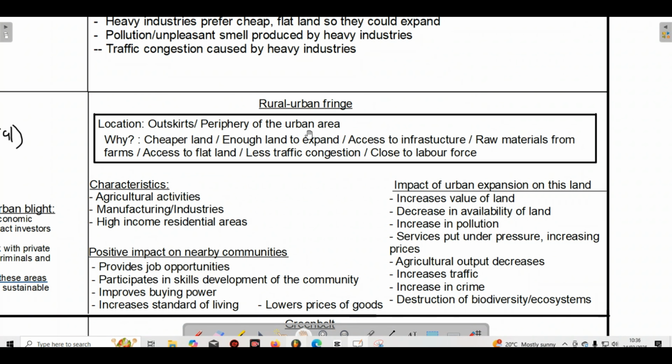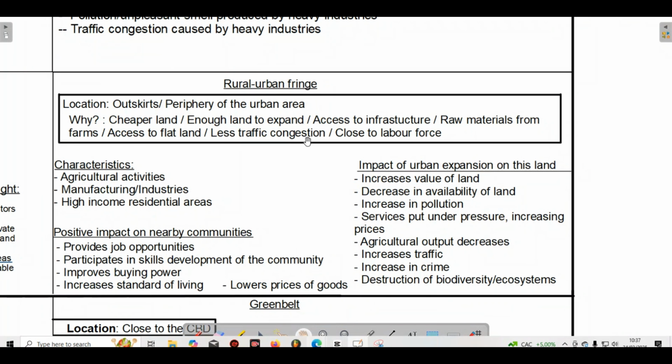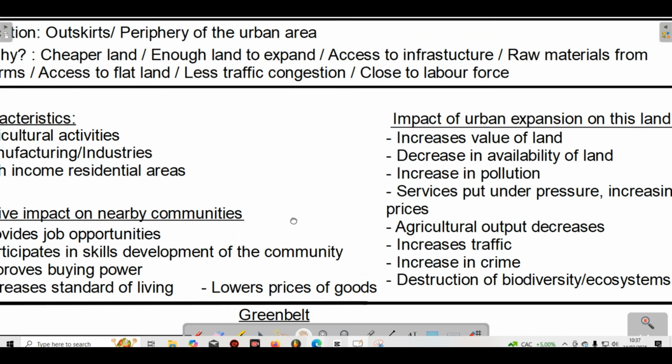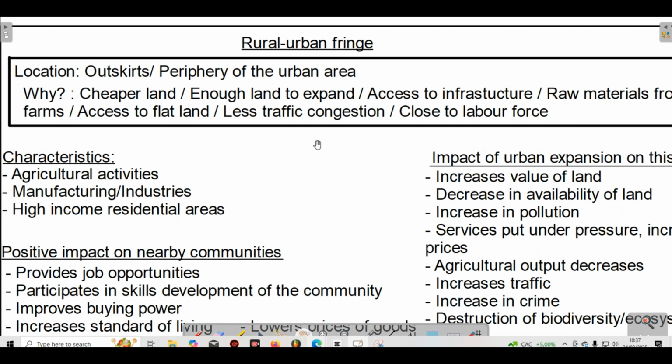In some questions, you could have heavy industrial areas in this land use zone, and the reason is because this is cheaper land. There's enough land to expand here. There's access to infrastructure. There's raw materials from the farms that are around. There's labor supply from the neighboring communities. There's access to flat land. There's less traffic congestion. So these definitely do favor heavy industrial areas. But the fact that the rural urban fringe is far away from the CBD, there's less traffic congestion, and it's naturally beautiful with scenic views means that this could be a perfect area for high income residential people.